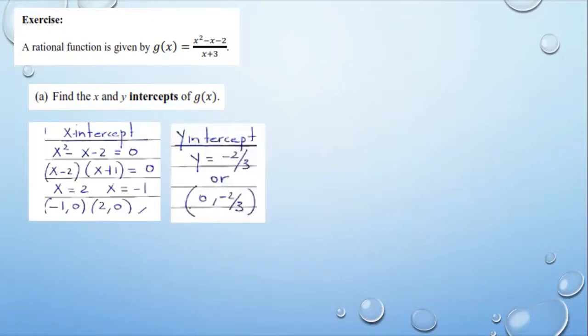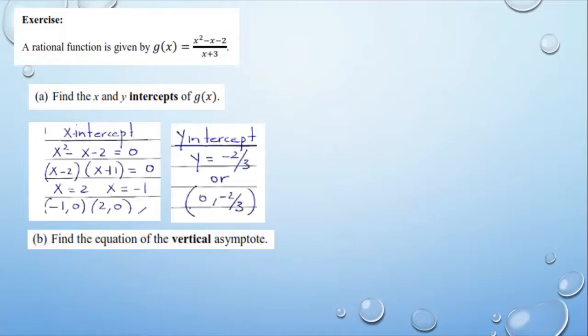Then find the y-intercept. How do you find the y-intercept? You have to use the whole equation. In place of x, you put 0, and you'll get -2 upon 3. So the answer will be (0, -2/3). Most of you are clear on this, so I don't have to show detailed working.